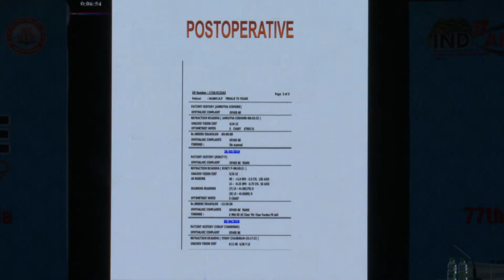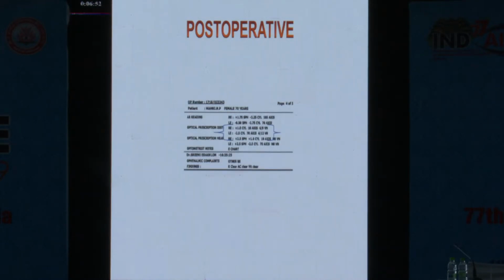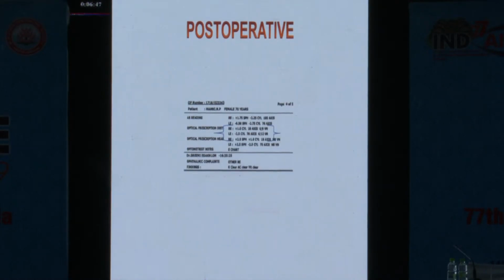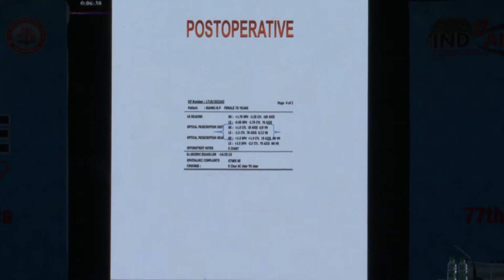Postoperatively, you can see everything was done properly. And postoperatively, you can see that the patient has a 2.5 diopter astigmatism at 70 degrees. So the marking was to be done at 40 degrees, everything was done, and postoperatively, we had this result. Sai, what could have gone wrong?